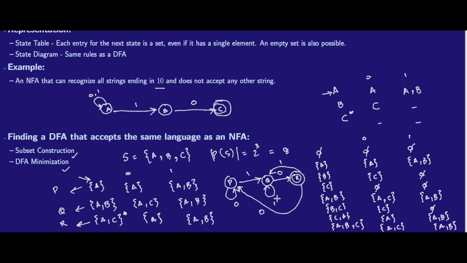So this is it about the non-deterministic finite state automaton, a little bit about its representation, and a little bit about how we can find an equivalent deterministic finite state automaton given a non-deterministic version.